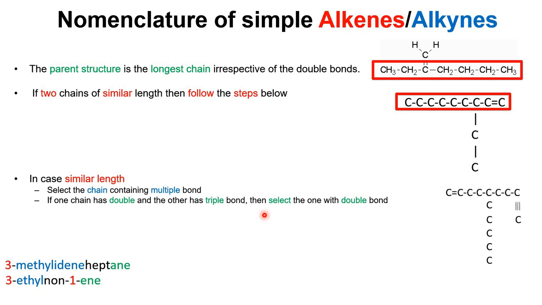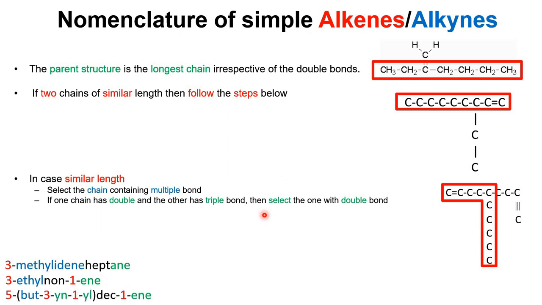For example, this is a compound. It has 2 chains, one with double bond and another with triple bond. Both of the chains have same length. So now the competition is between the double and the triple bond. Here you will have to select the chain with double bond, not the one with the triple bond.